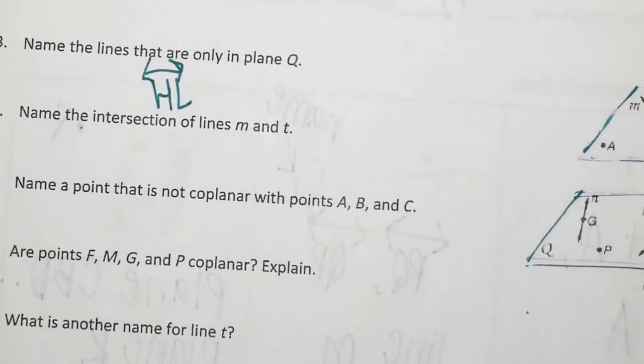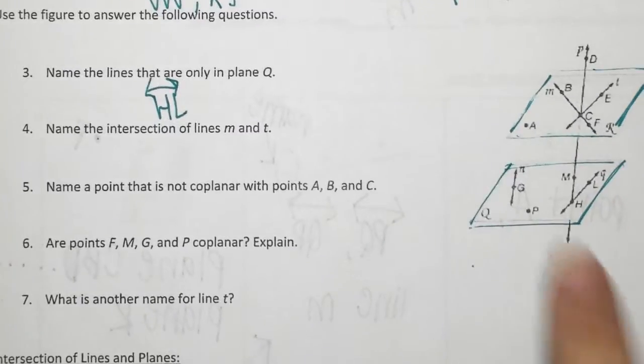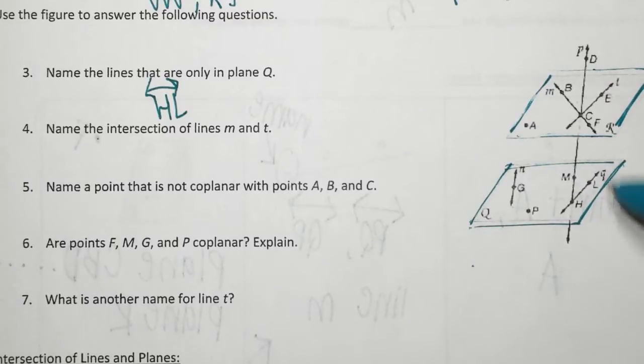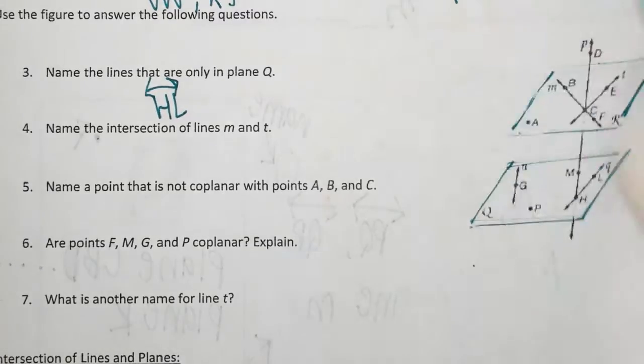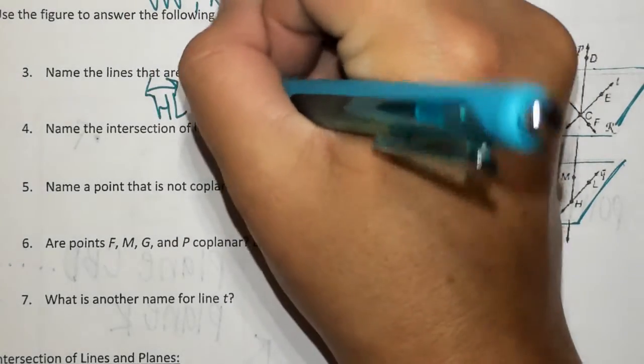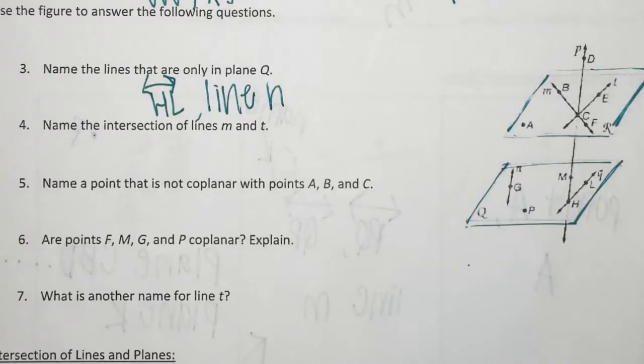So for number 3, name the lines that are only in plane Q. Well, we have this line right here, which we named by HL. What's another way to name this one? Line what? Q. Line Q or LH. But this one, the only way to name it is line N, because I can't just make up another point.